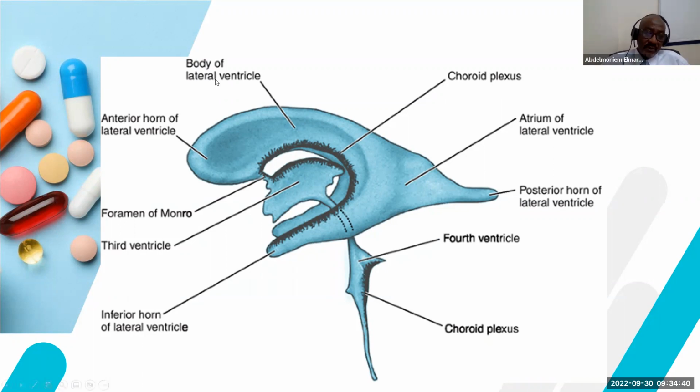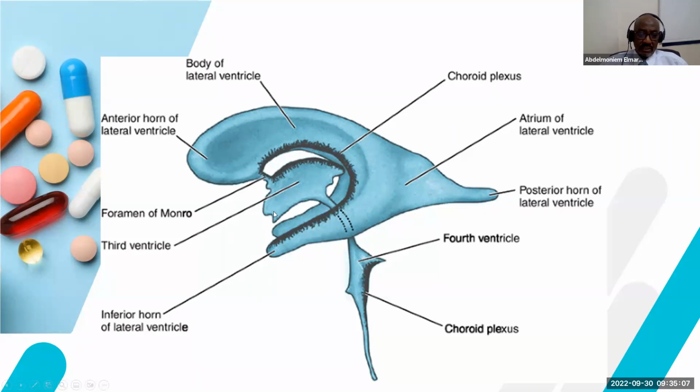And then in the middle between the anterior horn and the posterior horn, there is a body and an atrium, a dilated area in the parietal lobe. And the dilated area is between the posterior horn and the inferior horn. This is the atrium, this is the body, this is the anterior horn, this is the posterior horn, and this is the inferior horn. This is the lateral ventricle.